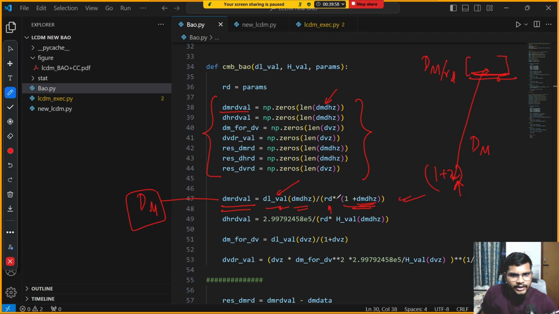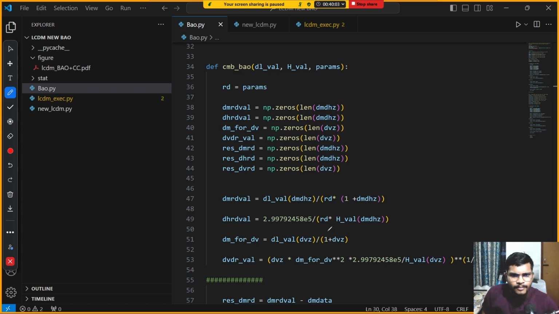In line 17, your DM over rd is calculated. Now what else? I have DH over rd. Again, simple. It is basically c, the speed of light, over rd times the H value at those redshifts. This is done, right? And now I am coming to DV over rd. It has a formula with z times. Z is for some specific redshift. There are two data points, so two z. Now they are basically an array. First it will take 1, and then it will be 2. So it will be some kind of list, if you understand some Python.